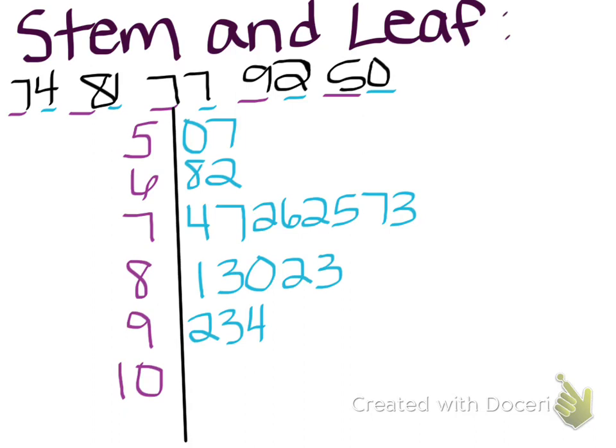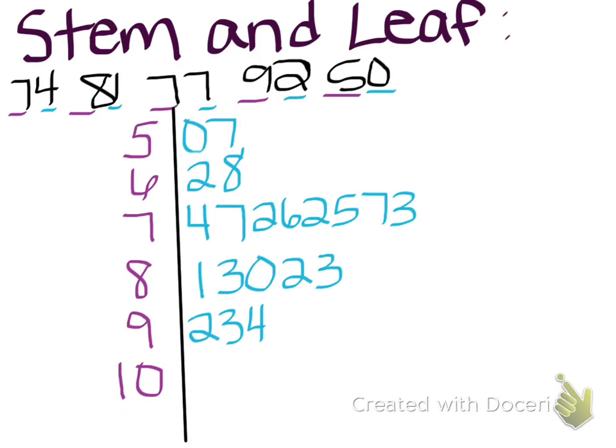We always want to put our leaves in numerical order. So if we look right here in the 60s, I've got 68 and then 62. Well, 68 comes after 62, so I want to go ahead and flip-flop those. I want it to read 2 first, and then the 8. So I want to put these leaves in numerical order.